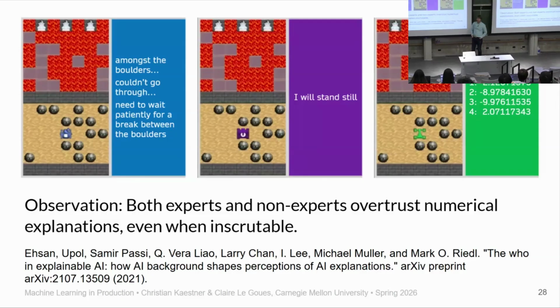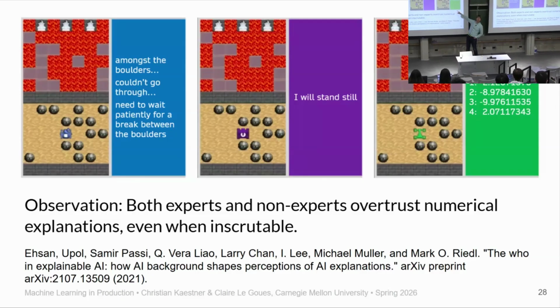They tried this both with experts and with non-experts, and people often preferred this explanation. Non-experts said, oh, there's something going on here, and the model makes some reasoning here. I don't understand it, but it looks like the model is thinking. Experts were realizing, oh, it's Q values, so the model probably does something here, even though they couldn't understand it. They really over-trusted numerical explanations, even though they were inscrutable to them.